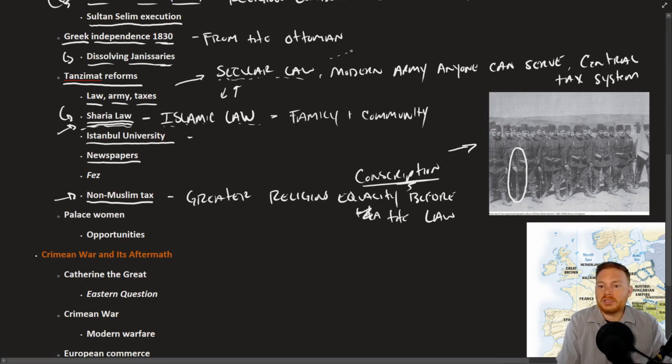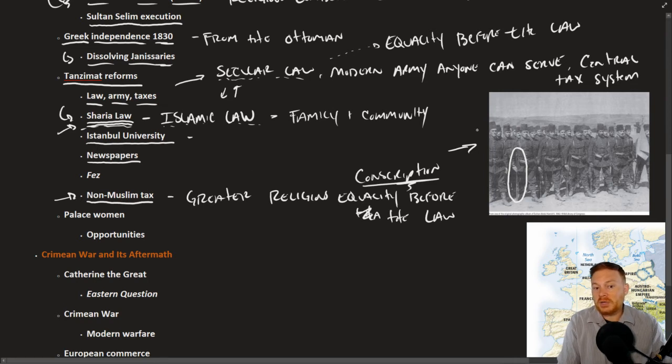A lot of the issues regarding secular law also put forward the idea of equality before the law. That is, to create a law code in which Muslims and non-Muslims are treated as equals. And again, that might put some pressure or tension between this idea and Sharia law.